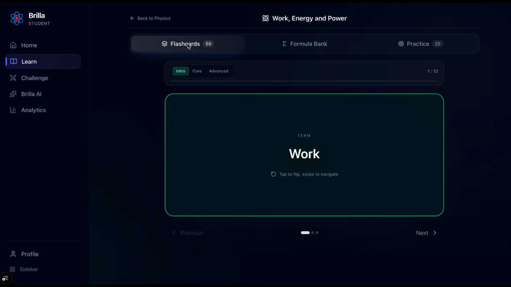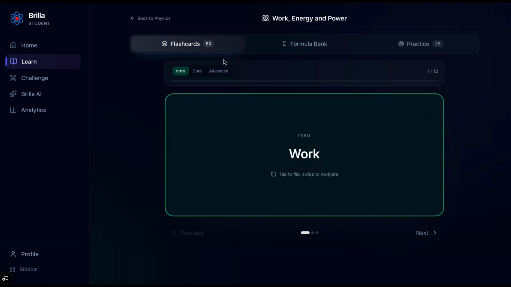The first thing you see here is the flashcards, and it's selected by default. The flashcards are a bunch of fundamental concepts that you have to know that help you across the board. These are definitions, laws, effects, and descriptions that you need to have mastered to help you prepare for the NSMQ.